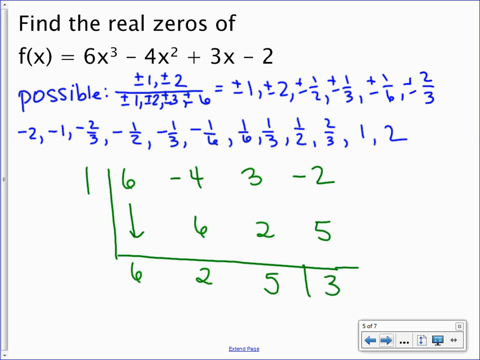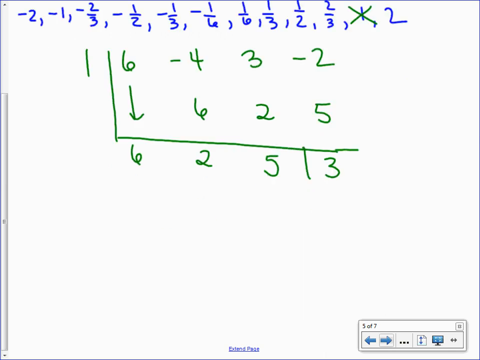First of all, 1 is not a 0. Second of all, we tried a positive 0. It didn't work. And you'll notice how the last row is all positive. That means this is an upper bound. Okay? Therefore, don't try anything above it.